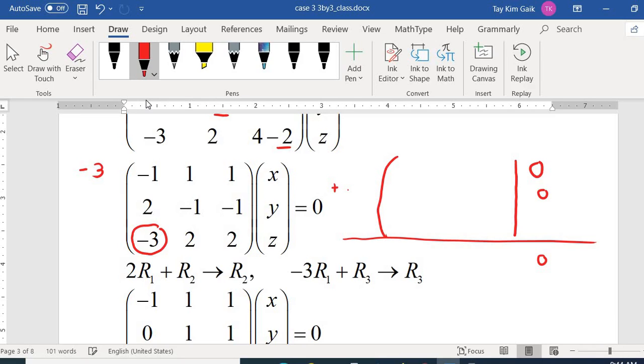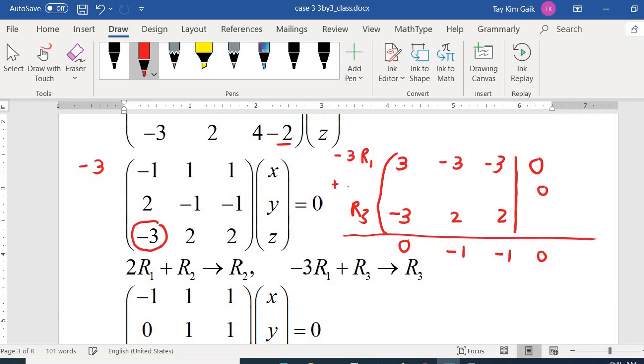So here it's negative 3 row 1, the whole row 1 multiplied by negative 3. So this is 3, negative 3, negative 3. Add up with row 3, which is negative 3, 2, 2. So negative 3 row 1 added with row 3, put the changes on your row 3. So 3 minus 3, 0. Negative 3 plus 2, negative 1. Negative 3 plus 2, negative 1. Plus this 2, 0, 0. So make these changes on row 3.